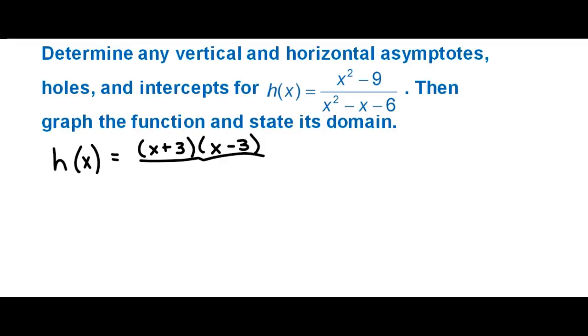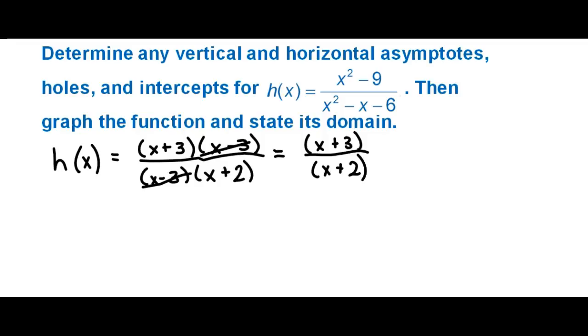And we need two numbers that multiply to -6 and add together to -1. It appears that those would be -3 and +2. So we'll write that out as x minus 3 and x plus 2. Now, in our function, you should notice that the x minus 3 on the numerator can cancel out with the x minus 3 in the denominator. And we can simplify our function even further to x plus 3 over x plus 2.